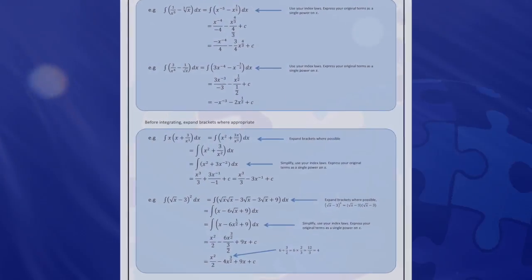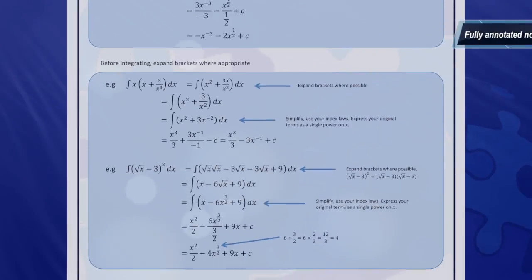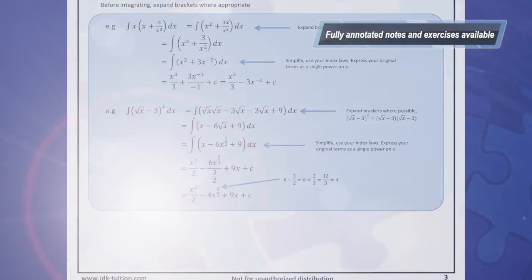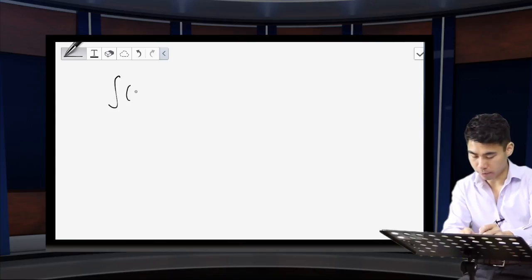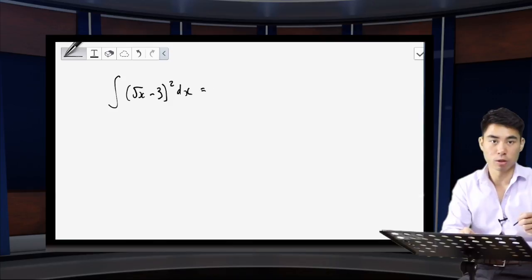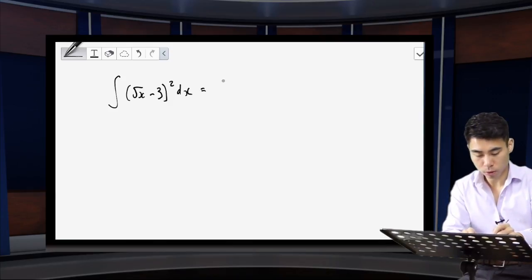Look at one more where we are expanding brackets. So basically, one thing that you need to appreciate is that if you have an expression where you can expand the brackets, then it's fairly safe to assume that you are going to expand the brackets in order to perform the integration. So in this case, let's write this out in full.